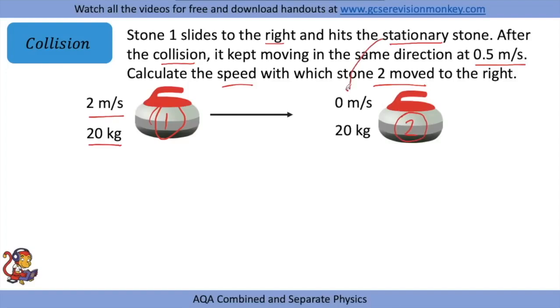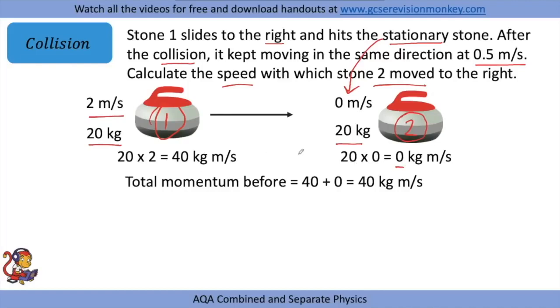That is stationary. So this tells us that it has a speed of 0 meters per second and it also has a mass of 20 kilograms. So the momentum of stone 1 before is 20 multiplied by 2 because mass times velocity is momentum. So the momentum before of stone 1 is 40 kilogram meters per second. And the momentum before of stone 2 is 20 times 0, which is 0 kilogram meters per second. So if we add those two together, the total momentum before would be 40 plus 0, which is 40 kilogram meters per second. So all we've done is before the collision, we've worked out the momentum of stone 1, that was 40, the momentum of stone 2, that was 0. Add them together and we get the total momentum of the whole system before the collision.